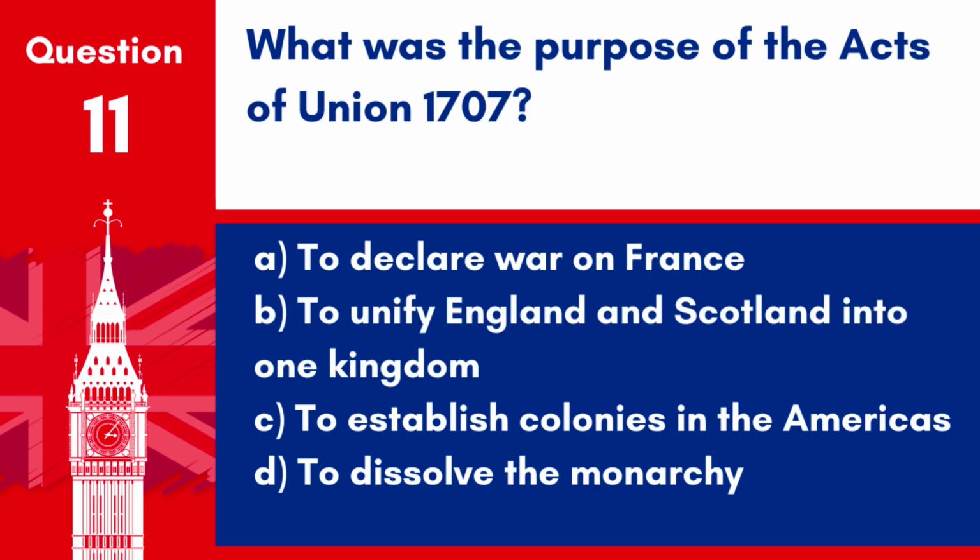Question 11. What was the purpose of the Acts of Union 1707? A. To declare war on France. B. To unify England and Scotland into one kingdom. C. To establish colonies in the Americas. D. To dissolve the monarchy. Answer: B. To unify England and Scotland into one kingdom. The Acts of Union 1707 unified England and Scotland into one kingdom known as Great Britain.